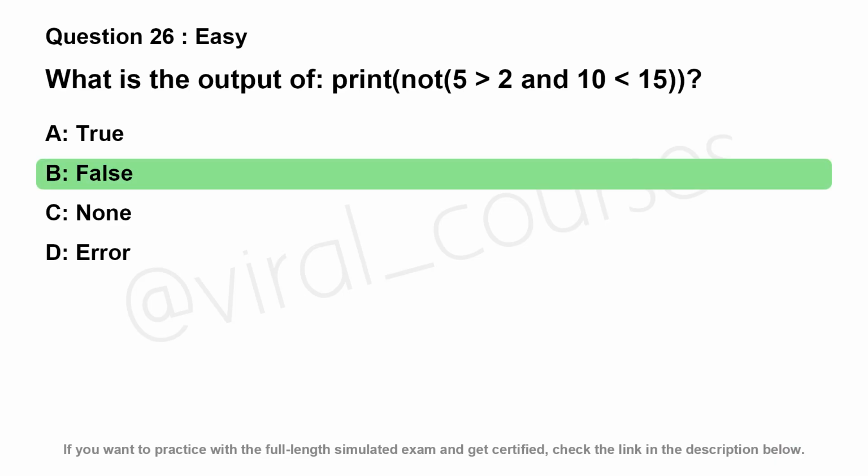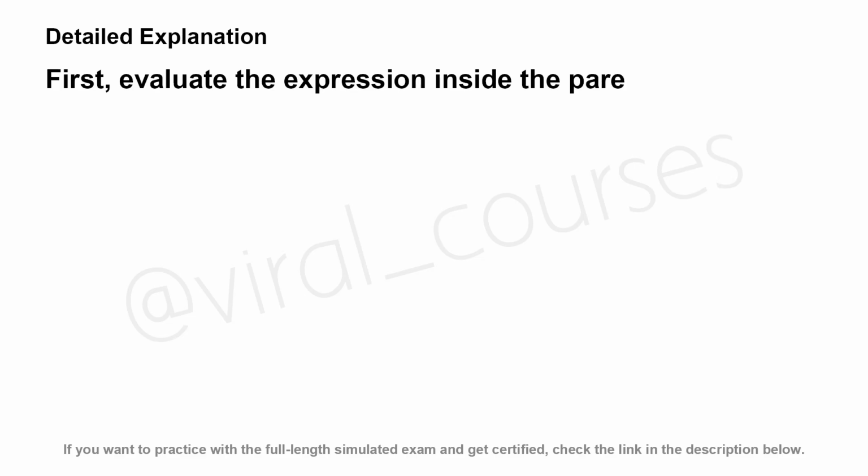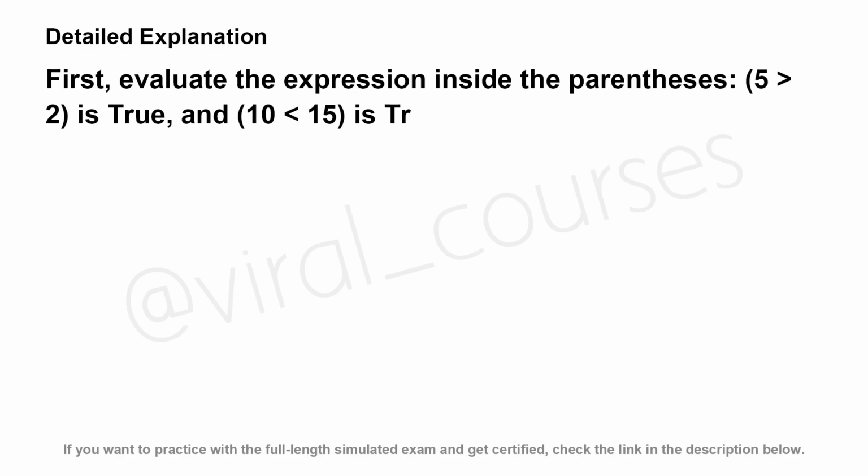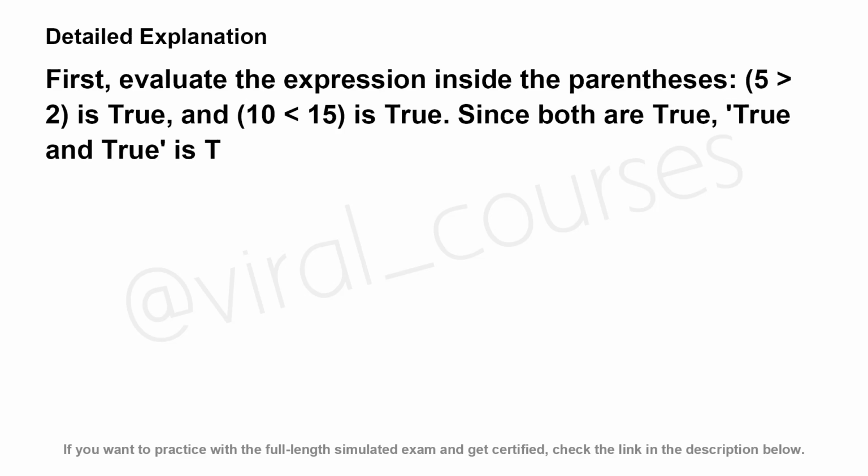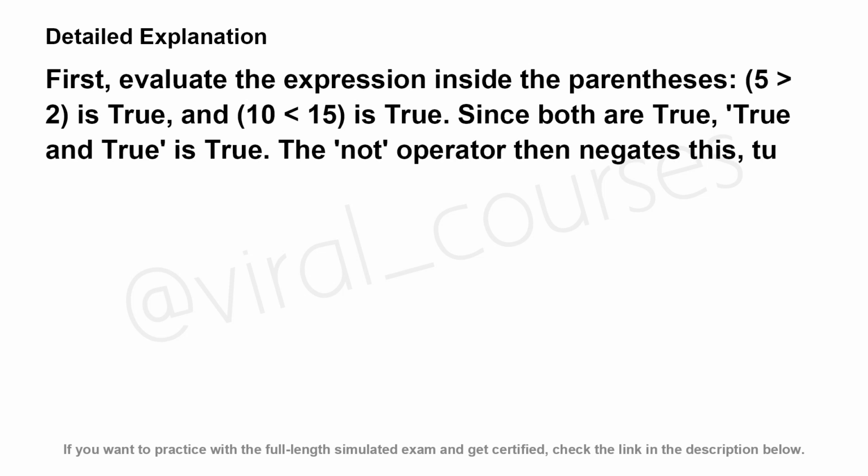The correct answer is B. First, evaluate the expression inside the parentheses. 5 greater than 2 is true, and 10 less than 15 is true. Since both are true, true and true is true. The not operator then negates this, turning true into false.